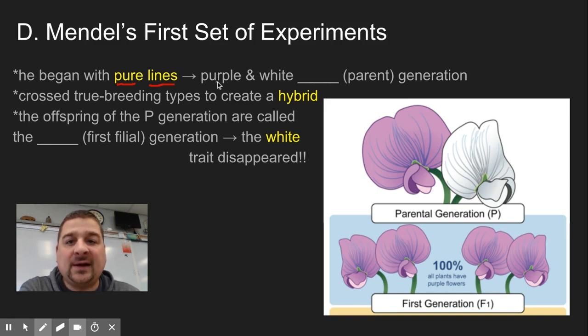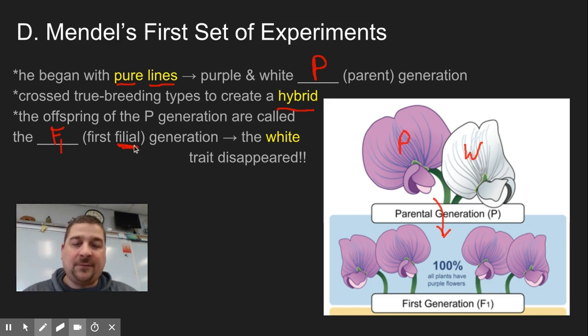Well, he started with flower color, with pure purple and pure white, and he crossed them. This is referred to as the P generation, P standing for parent, the parental generation. So he crossed true breeding types, and when he crossed pure purple, over here, with pure white, over here, he created what we call a hybrid between the two pure lines. The offspring of these two are called the F1. F stands for filial. So F1, first filial, comes from the Latin and Greek for sons and daughters. So you have the parents, now you have the first sons or daughters.